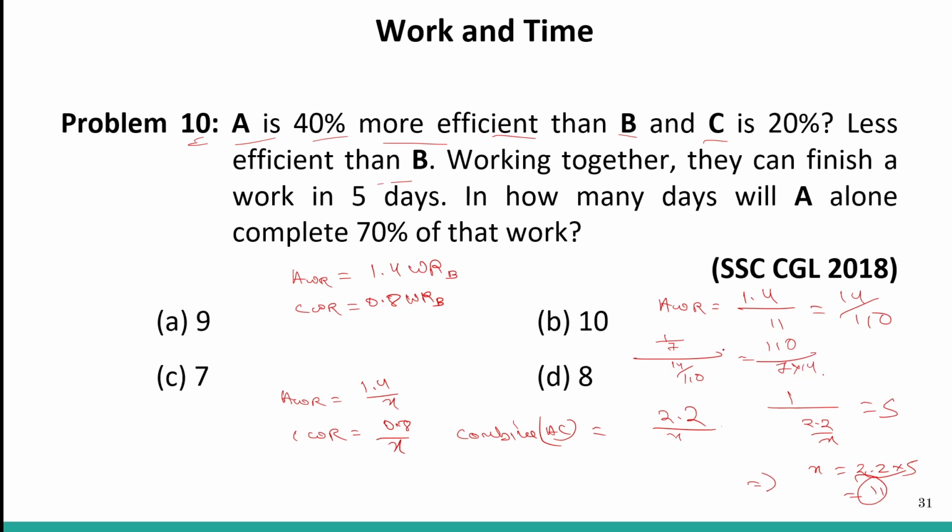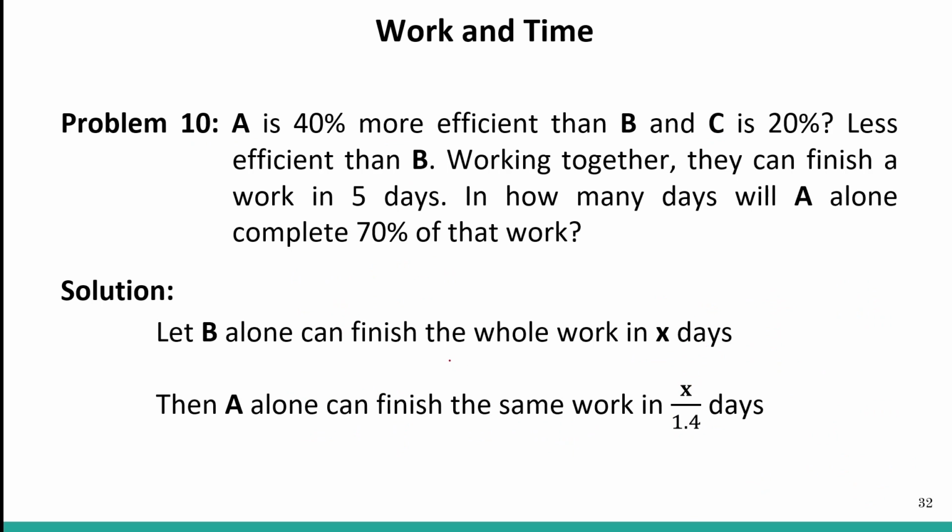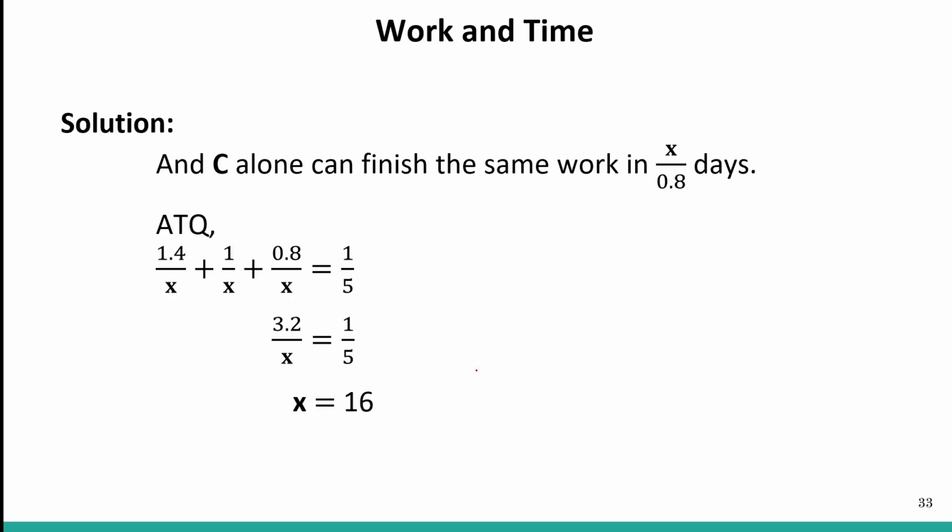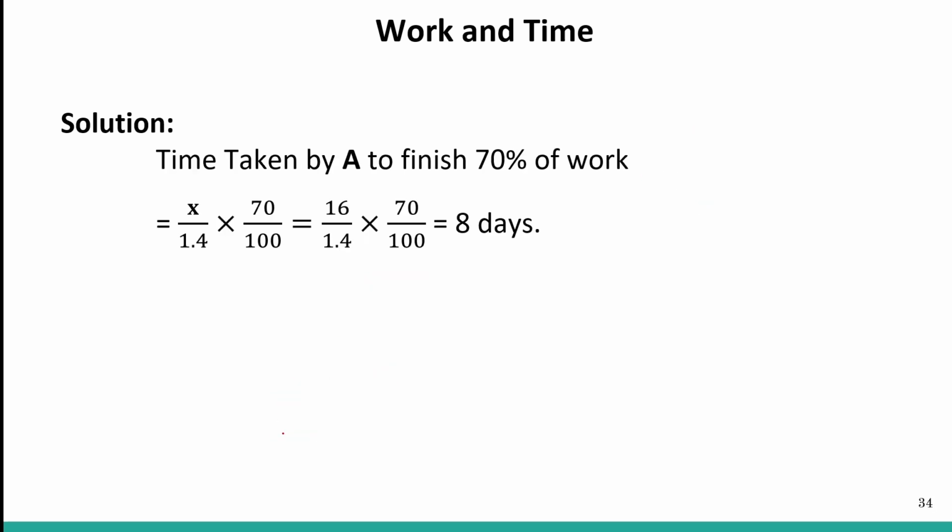Okay, so let's see this step by step solution. Let B alone finish the work in x days, and A alone can finish the same work in x by 1.4 days, and C alone can finish the same work in x by 0.8 days. So according to the question, 1.4 by x plus 1 by x plus 0.8 by x is equal to 1 by 5. So 3.2 by x is equal to 1 by 5. So x is equal to 16, right? So x by 1.4 into 70 by 100 is 16 by 1.4 into 70 by 100, which is equal to 8 days.